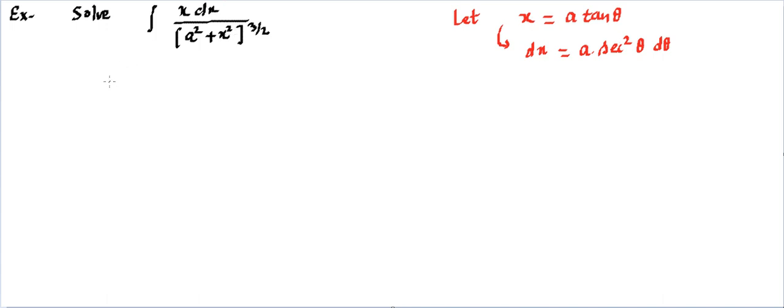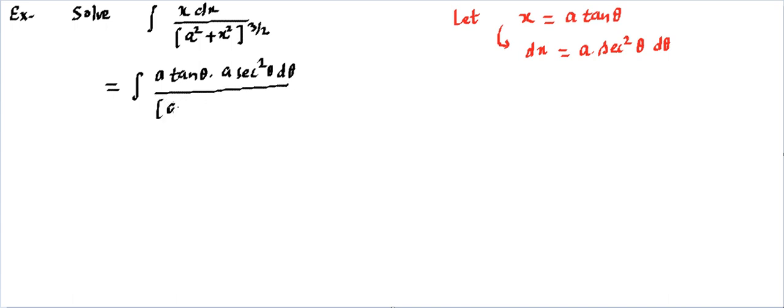Now if you substitute, this will become the integration. In place of x we can write a tan theta. In place of dx we can write a sec square theta d theta. So that's the numerator. Let's come to the denominator, and in the denominator you'll find it's going to be a square plus, in place of x we will substitute a tan theta, so it becomes a square tan square theta, and the whole raised to the power 3 by 2.